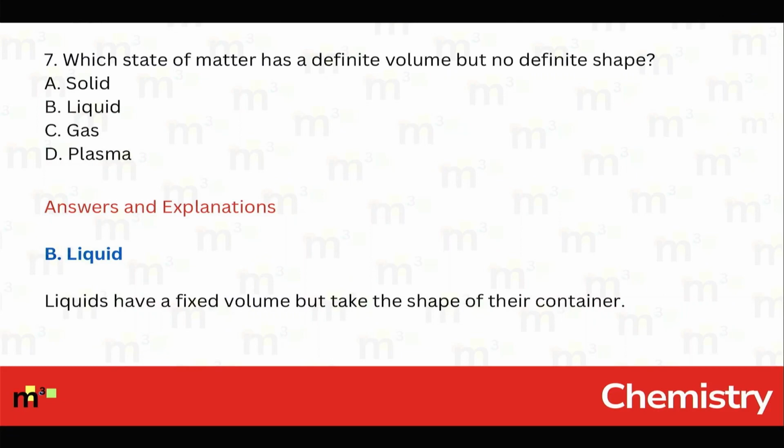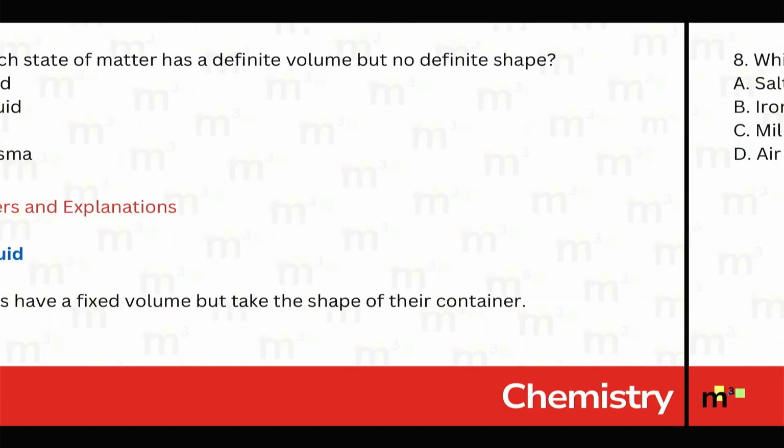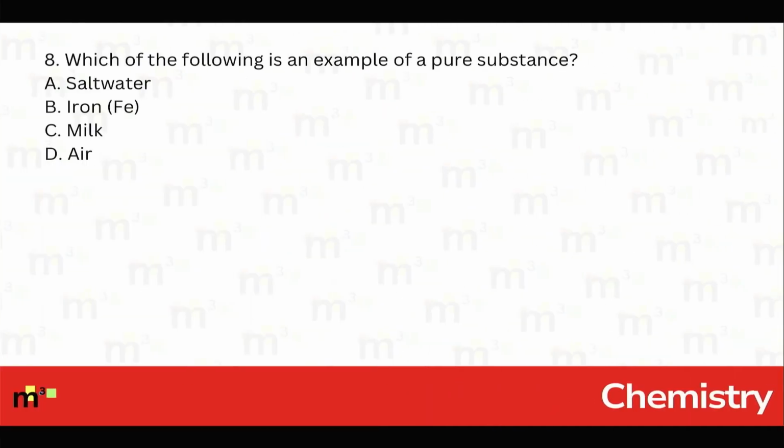Liquids flow and adapt to container shapes, unlike solids, which have fixed shapes, or gases, which have neither fixed shape nor volume. Next, number 8. Which of the following is an example of a pure substance? A. Salt water, B. Iron, C. Milk, or D. Air? The answer here is B. Iron.